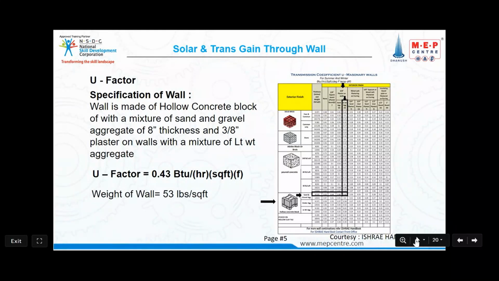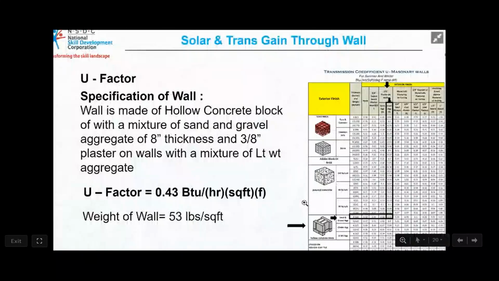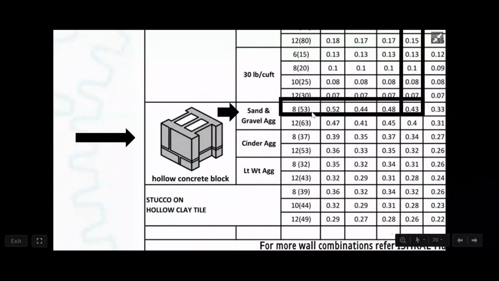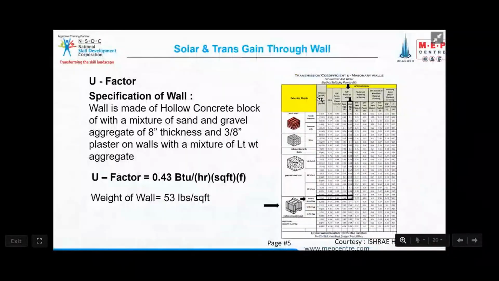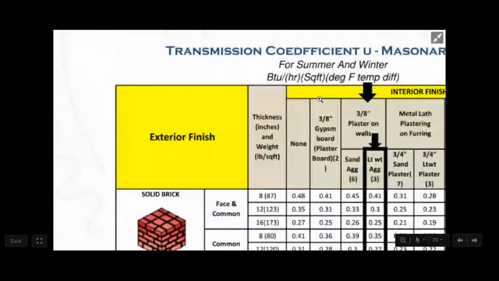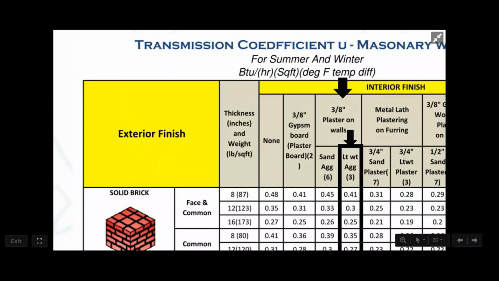And the weight of the wall: if you see here, after 8 inch, what is the value there? 53. So that 53 represents the weight of the wall. Thickness is in inches and weight is in pounds per square feet.